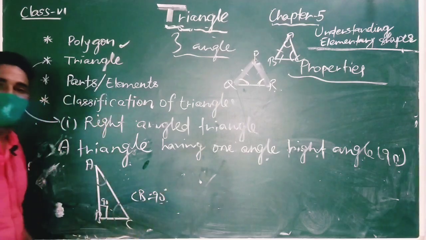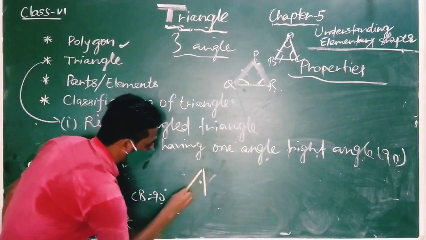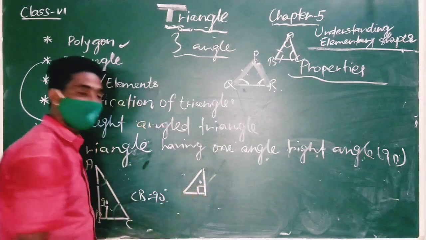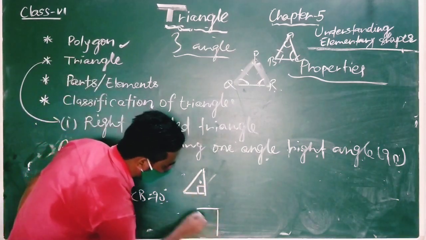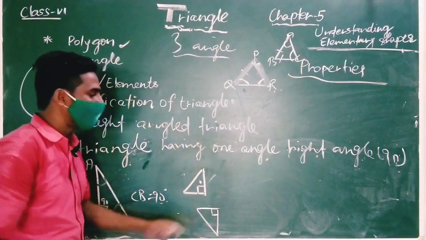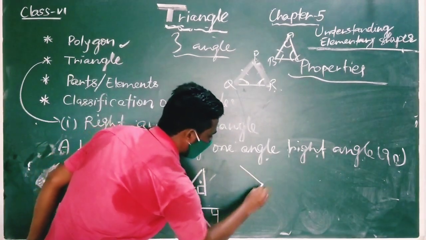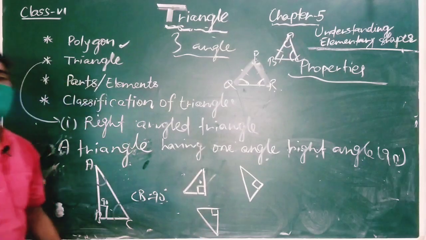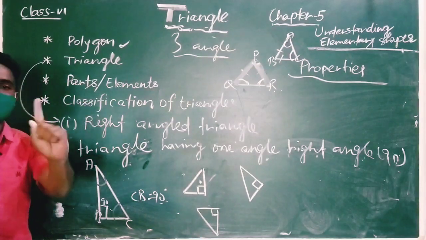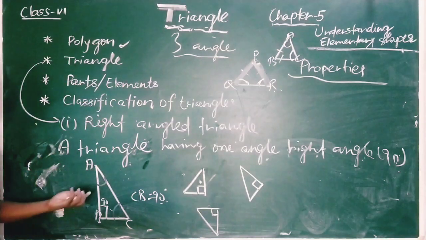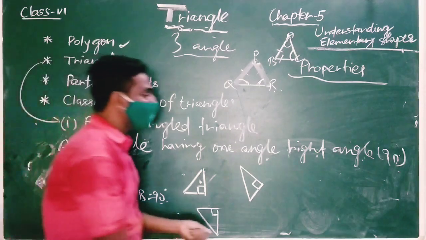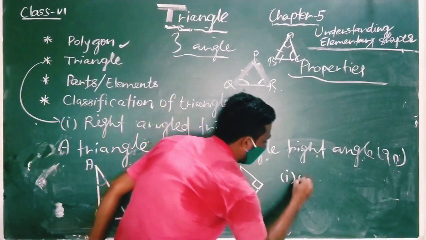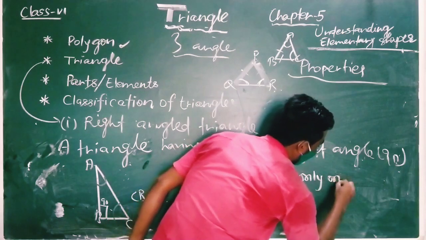Sir, always one kind of picture will be there? No, this is also called right angle. You see, this is right angle, so this is called right angle. Sir, this is also right angle? Yes. If this is 90 degree, then this is also right angle. So if any one angle measure is 90 degree, then that kind of triangle will be called as a right angle triangle. And in one right angle triangle, only one right angle will be there.